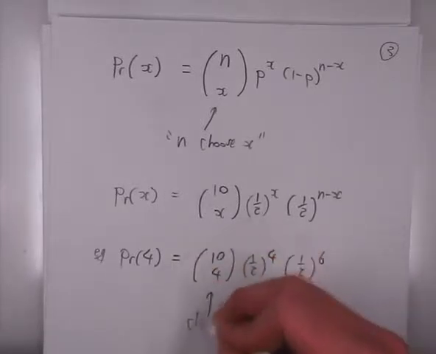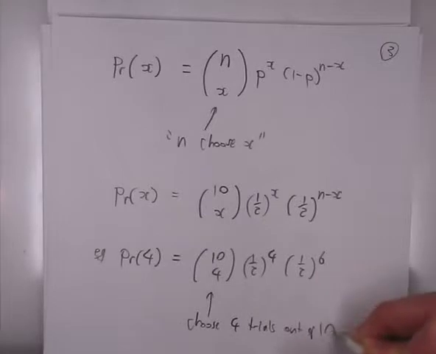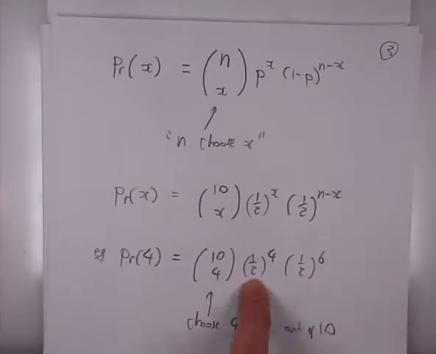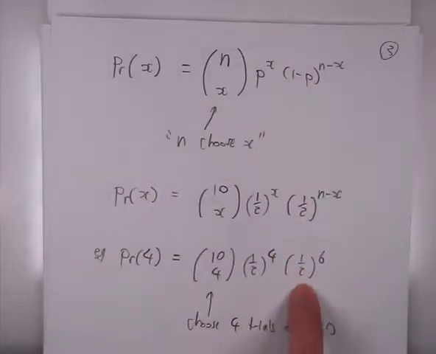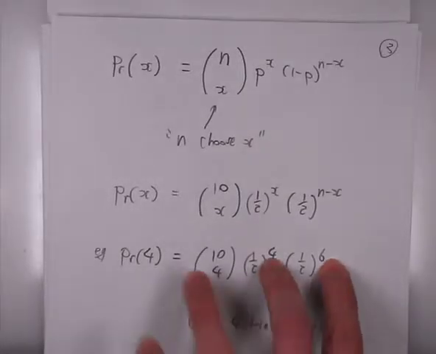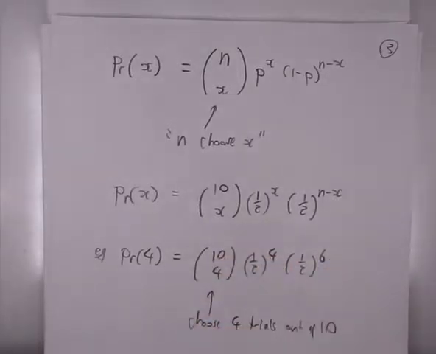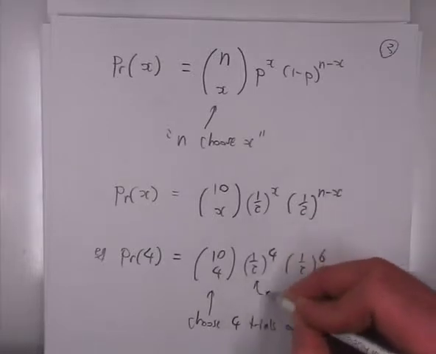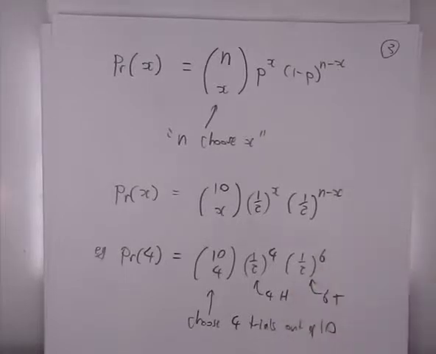Choose 4 trials out of 10 to be heads. The chance of one trial being heads is a half, and there's 4 of those. And then this 1 minus p, some people call that q, would be the chance of getting not heads, the chance of getting tails, and there's 6 of those. So the 4 and the 6 add up to 10, and these two numbers here add up to 1. So I've got 4 heads and 6 tails. That's how that formula works.